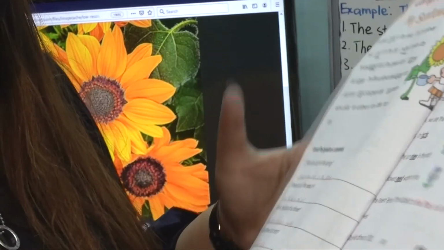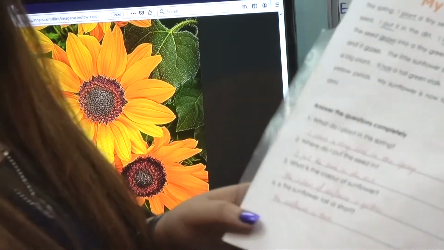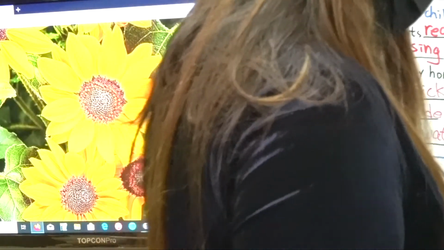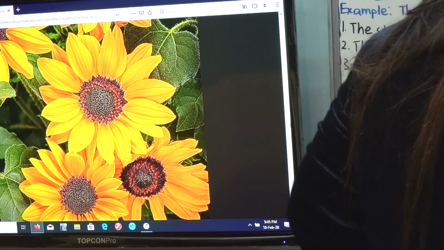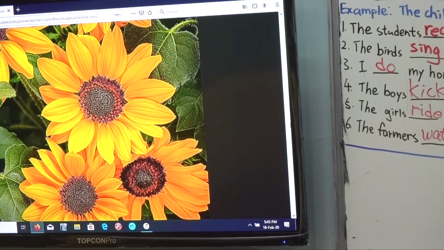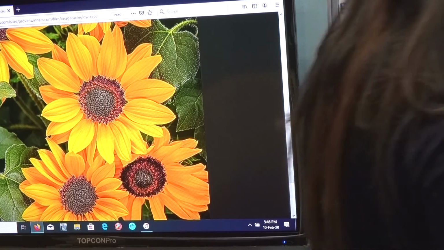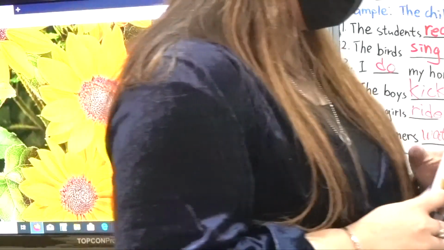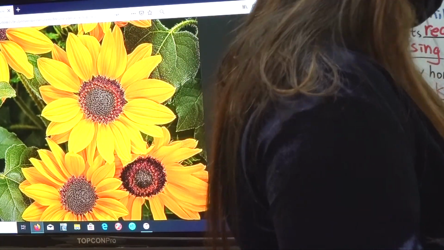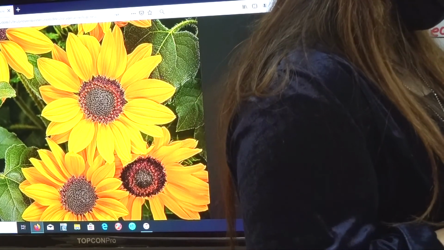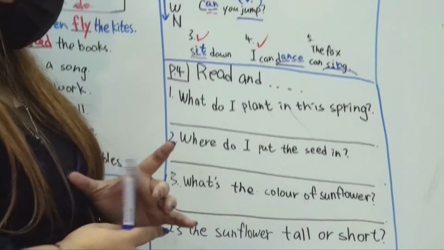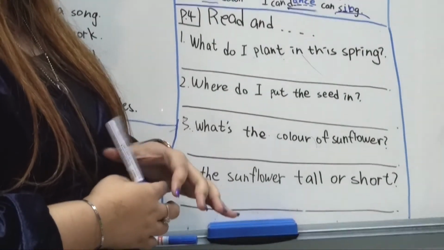Okay. Now, look at here. You have to answer the questions in complete sentences. So, we have read the whole paragraph twice, right? Let's look at page 4 and find out the answer. What do I plant in the spring?